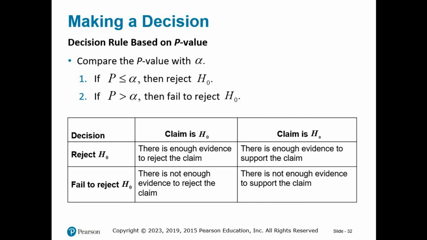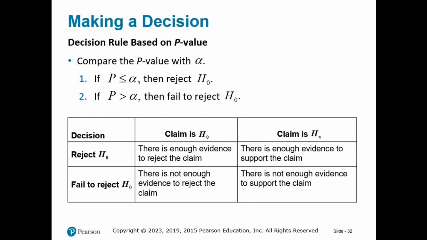If the p-value is higher than alpha, then we fail to reject the null hypothesis. Remember, we're not accepting anything, we're just rejecting or failing to reject. In this case, if the results are not within the unusual bounds or the level of significance, we're saying we're failing to reject the null hypothesis.